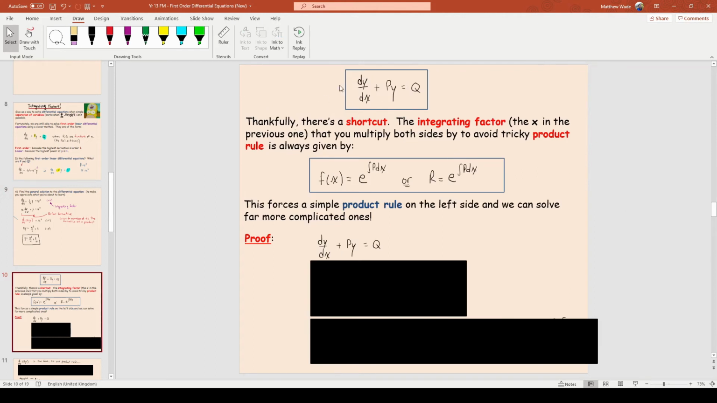Here it is again in general form, okay? dy/dx plus py equals q. This is one of them in general form. So you're going to have a derivative plus a function of x times by y equaling another function of x.